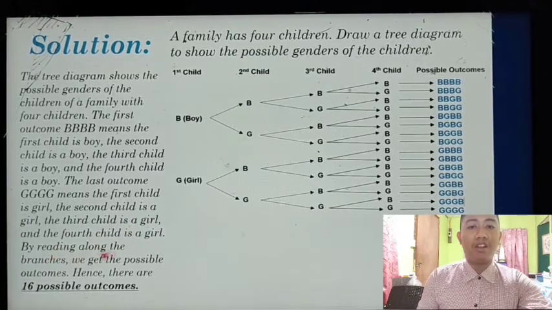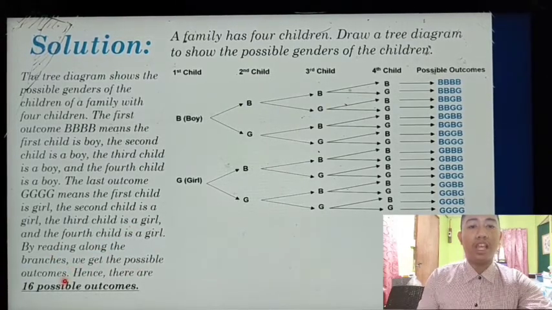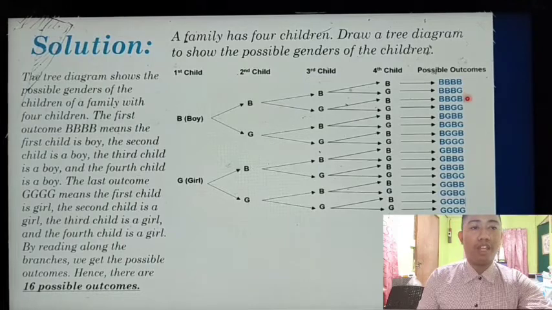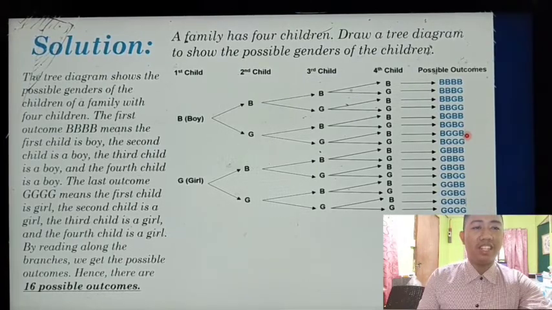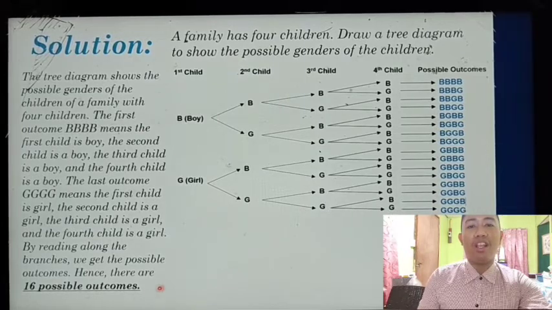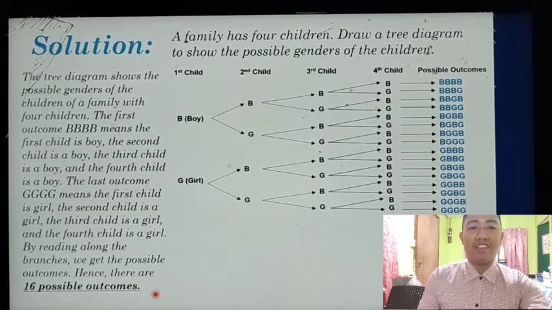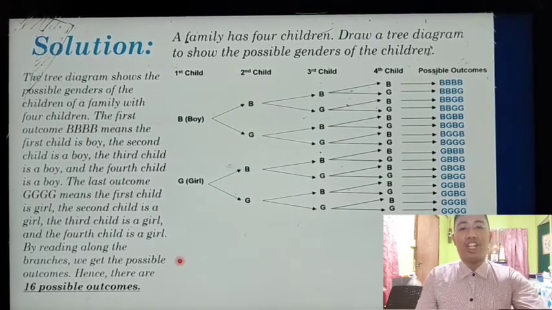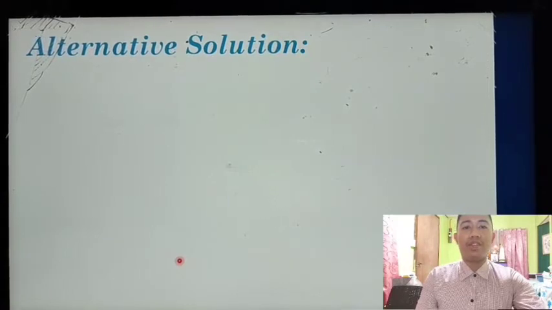By reading along the branches, we get the possible outcomes. Counting all the possible outcomes: 1, 2, 3, 4, 5, 6, 7, 8, 9, 10, 11, 12, 13, 14, 15, 16. There are 16 possible outcomes of genders among the 4 children. So we represented the tree diagram to determine the possible genders among the 4 children. My dear friends and students, there is also an alternative solution.